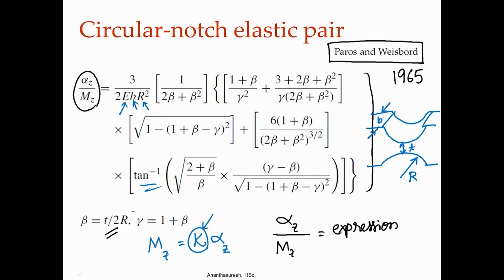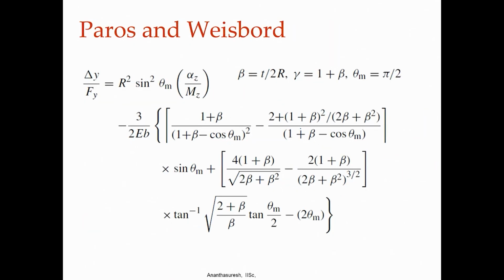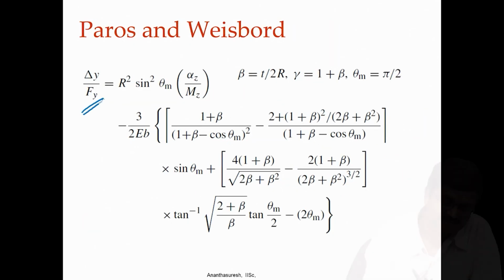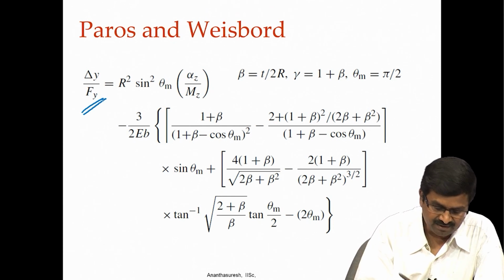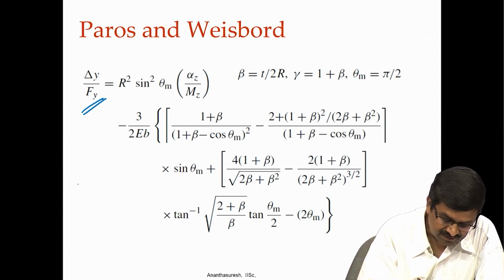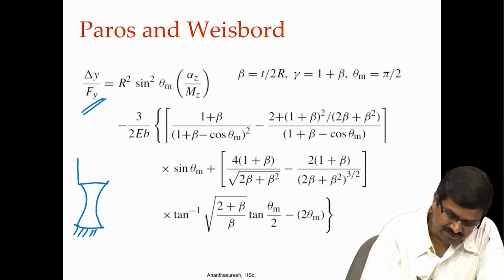I think B is the one that comes out, and R, but then this ratio T by R is everywhere in a nonlinear fashion. This is the long version of the Paros and Weisbord formula. They got not only this rotation stiffness about the z axis, the out-of-plane axis, they also got the transverse thing here, the delta y, meaning the same flexure. So, let me draw it again. This is the base, it is fixed here, and there is a rigid body, right.